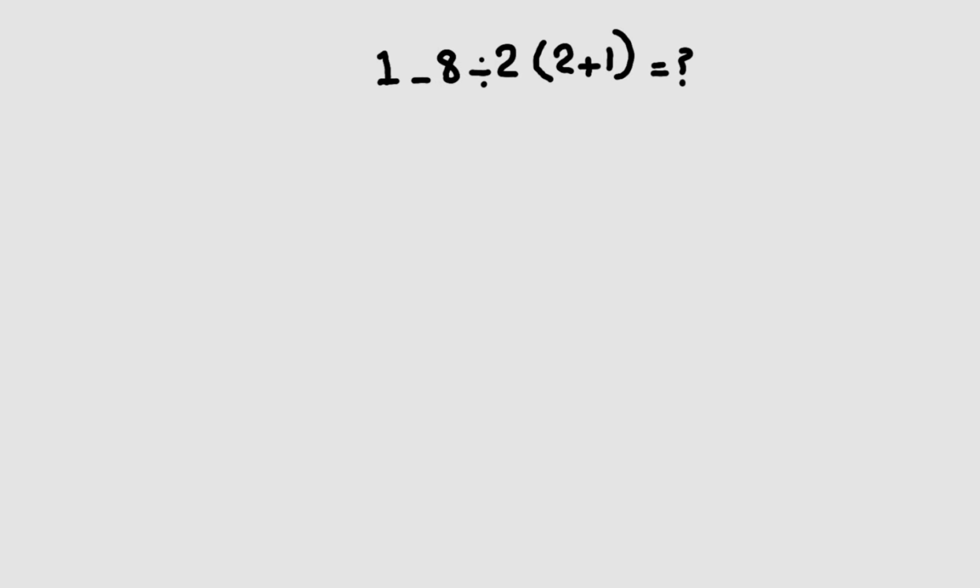Hey guys, and welcome to Math. 1 minus 8 divided by 2 times (2 plus 1) in parentheses. So 1 minus 8 gives us negative 7, and negative 7 divided by 2 gives us negative 7 over 2.